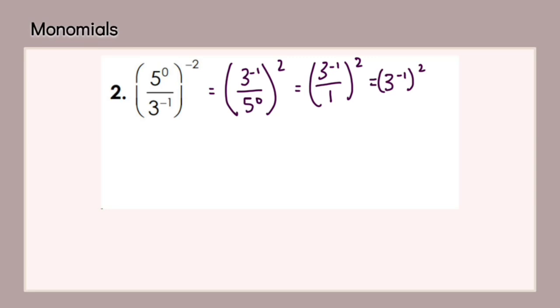Now, when we take a power to a power, we multiply those exponents, so we can get 3 to the negative 2. And anything to a negative exponent, we take the reciprocal, and then our exponent becomes positive. So we would get 1 over 3 squared. Both are correct. Either way, we get 1/9.